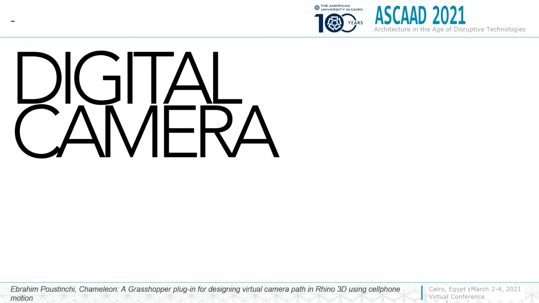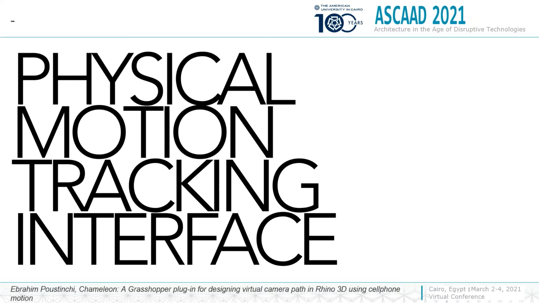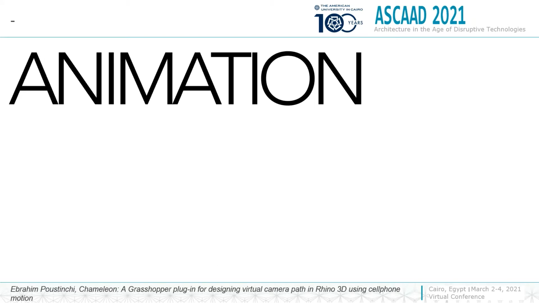So the digital camera is one of our main targets in this project, as well as the possibility of tracking physical motion using accessible physical interfaces that we use in our daily lives. Something similar to tracking the phone camera as a way to produce motion tracking. And as a result of this hybridization of the virtual camera and the produced motion of the tracked cell phone, we are looking into possibilities of creating animation.